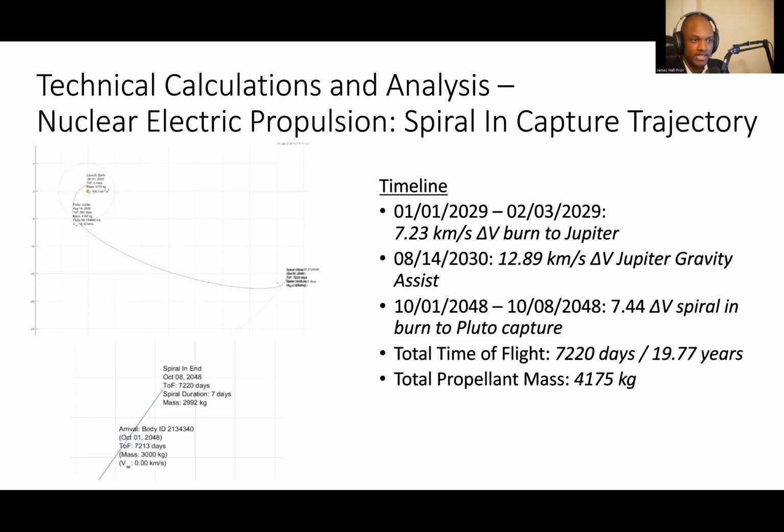After the flyby, it is now on its way to Pluto and starts to spiral in on October 1st, 2048, and that spiral lasts a week. The spiral takes 8 kilograms of fuel, and the total propellant mass for the mission is 4,172 kilograms. And the total mission span is 7,220 days or 19.77 years. Next slide, please.